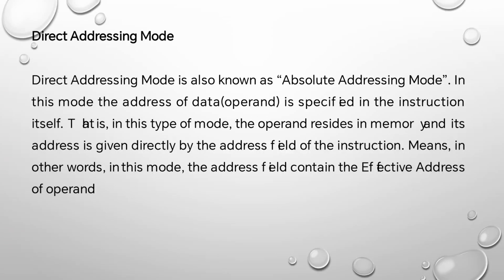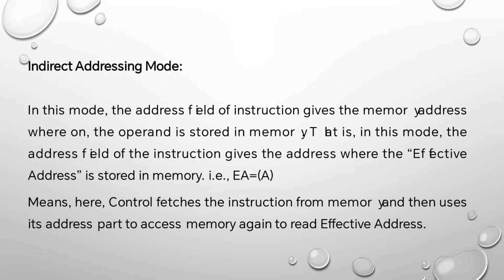Direct addressing mode. Direct addressing mode is also known as absolute addressing mode. In this mode, the address of data is specified in the instruction itself. That is, the operand resides in memory and its address is given directly by the address field of the instruction. In other words, in this mode the address field contains the effective address of the operand.